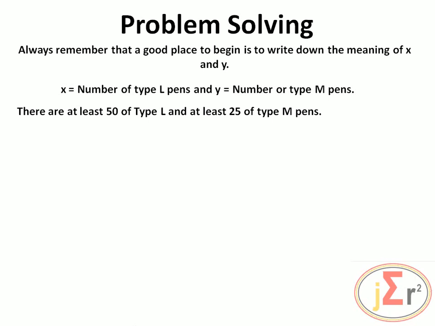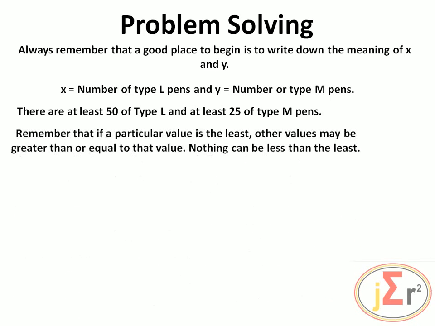What do we mean by at least 50? 50 is the least. So the value cannot be less than the least, it must be greater than or equal to 50. So remember that if a particular value is the least, other values may be greater than or equal to that value. Nothing can be less than the least. So x must be greater than or equal to 50. And of course, the same applies to the y's. At least 25. Nothing can be less than the least, y must be greater than or equal to 25.